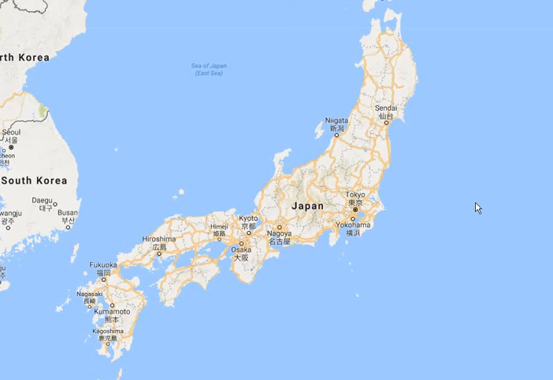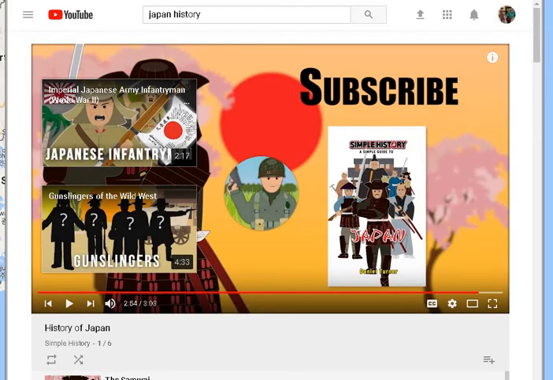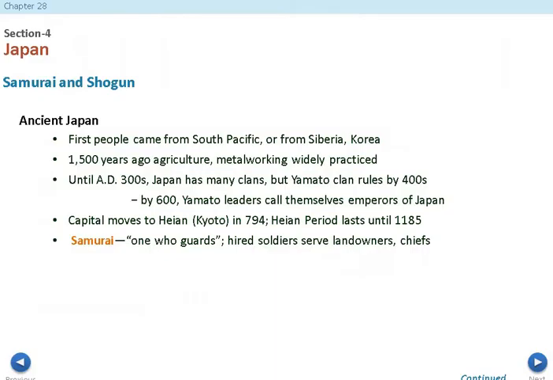He should be very powerful. Then he's going to move around a lot, and what we see is that in Japan for a long period of time, this fighting is going to continue to happen over and over. Now, the capital moves to Kyoto in 1794, and the Heian period lasts until about 1185.